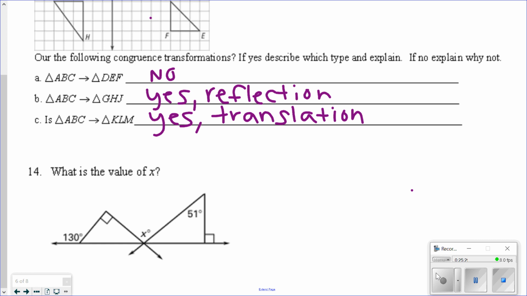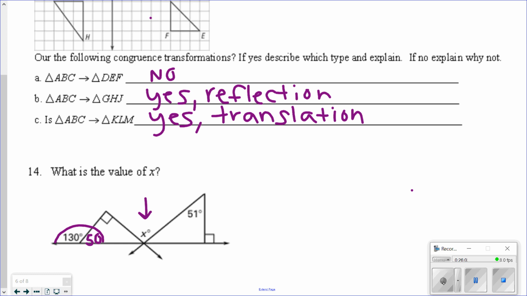For question number 14, what is the value of x? So to find this, we got to kind of put all of the pieces together. So x is this angle right here in the middle. So I first need to figure out what would this angle right here be, and I'll call this y. Well, 130 and y would be a linear pair, which means that they add up to 180. So if one of the angles is 130, it means y would have to be 50 degrees.